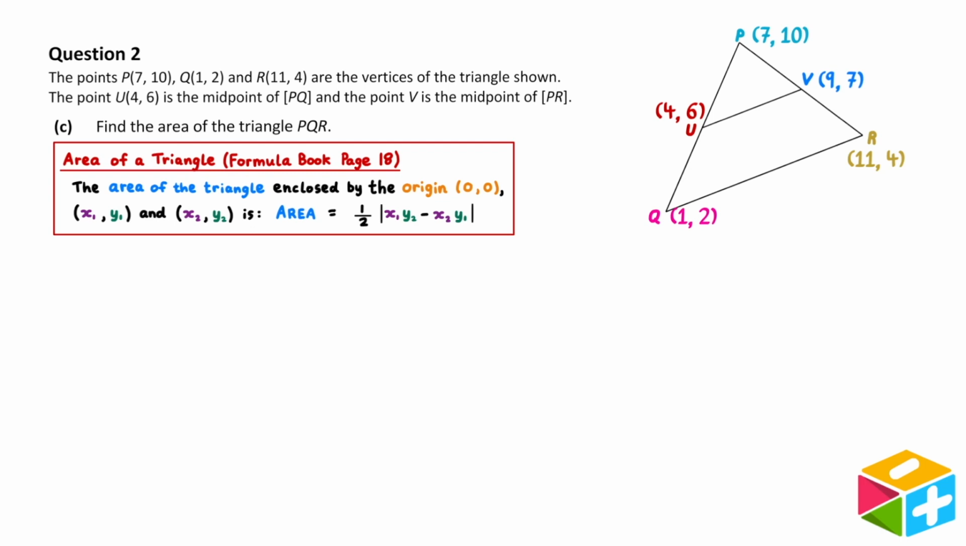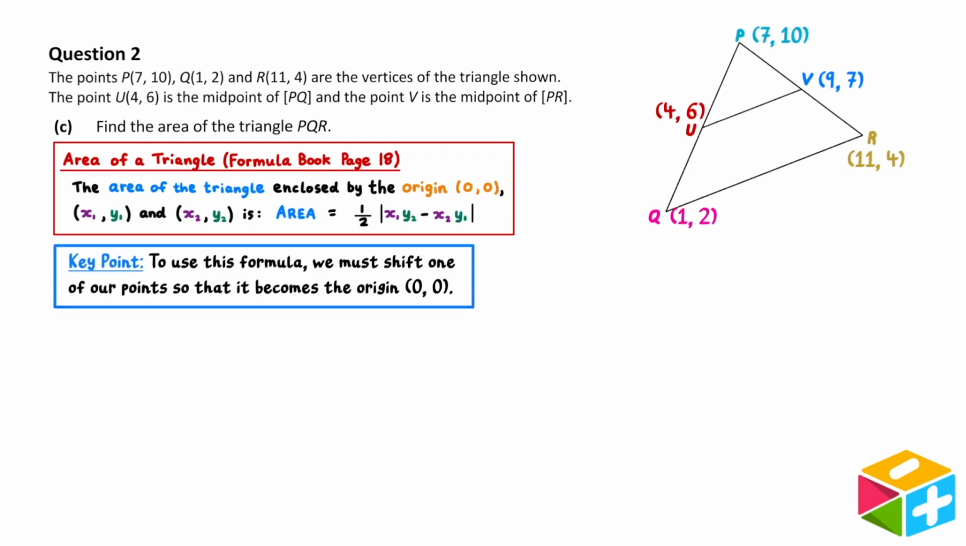A crucial part of this formula is that one of the points must be the origin 0, 0. So to use this, we must shift one of our points so that it becomes the origin. We are concerned with the triangle PQR. Let's list out their coordinates. Q is 1, 2, P is 7, 10, and R is 11, 4.